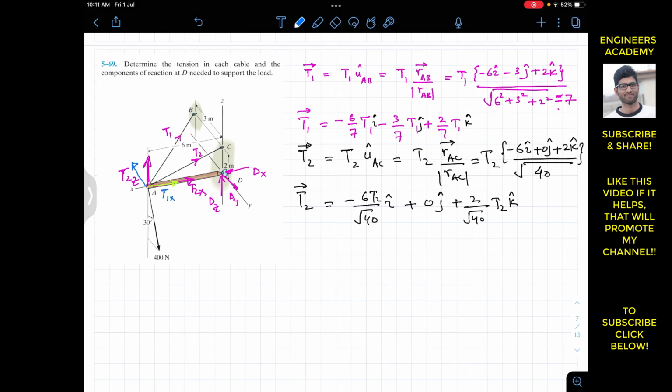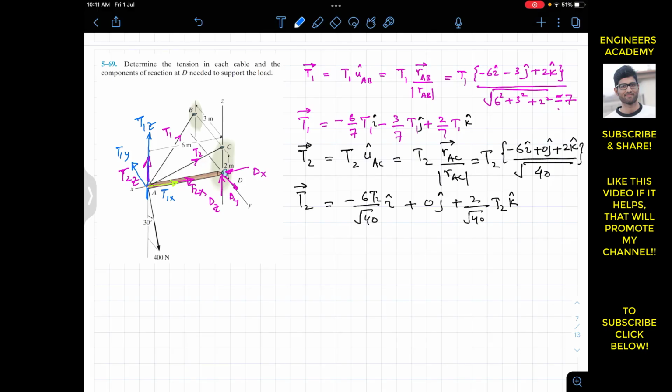So in the negative j, that will be acting in this direction. This blue one will be T1y, and similarly T1 will have one component which is acting in the positive z. So this blue one will be T1z. And similarly, we can resolve this 400 Newton into its components.